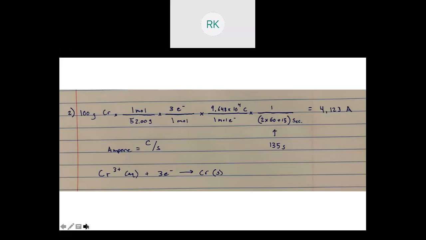Now we want to get to coulombs, convert to moles of electrons, right? So we just figured out from our equation that 1 mole of chromium is 3 moles of electrons. And then this next conversion factor is just like a known constant that 1 mole of electrons will always be 9.648 times 10 to the fourth coulombs.